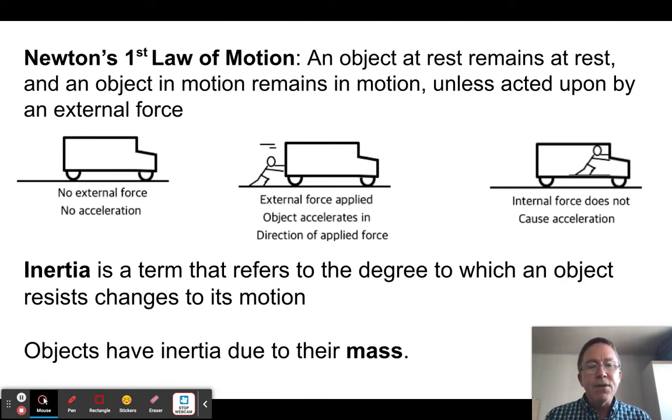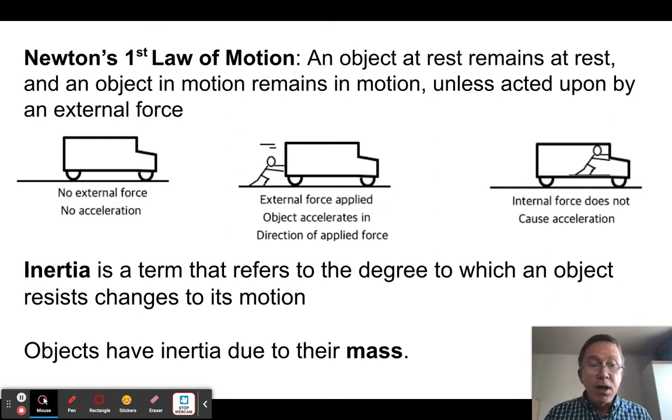Now, another way of looking at Newton's first law, I should say, it's a commentary on the concept of inertia. Inertia simply is the degree to which an object will resist acceleration. It resists changes in its motion. So the more inertia you have, the less you want to change your velocity. So the thing to keep in mind though is what causes an object to have inertia? It's simply its mass.